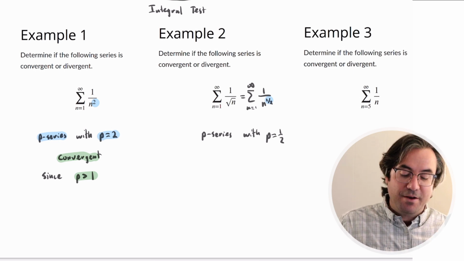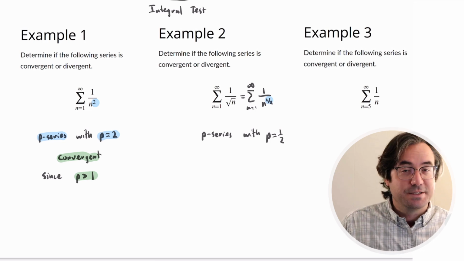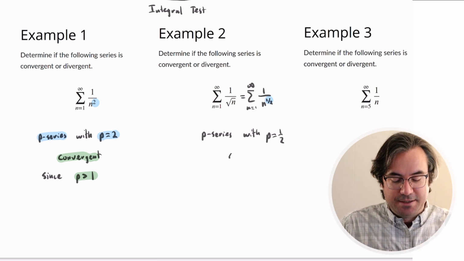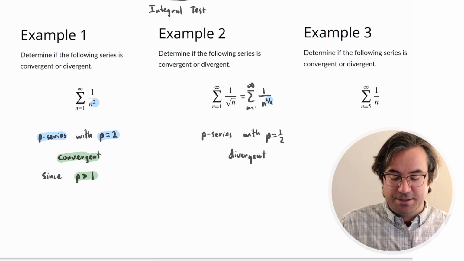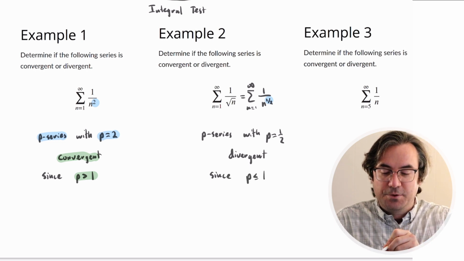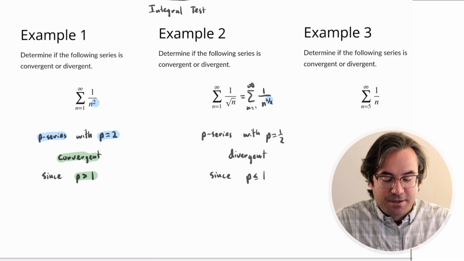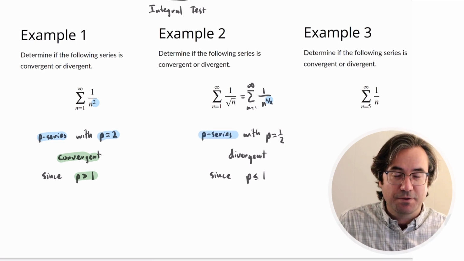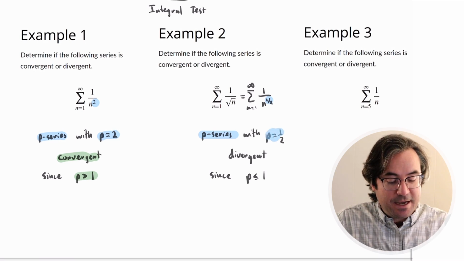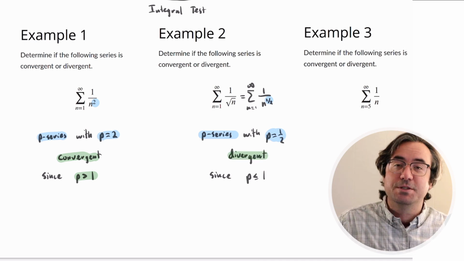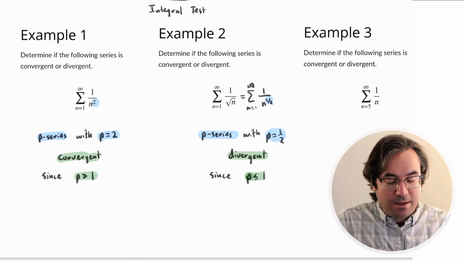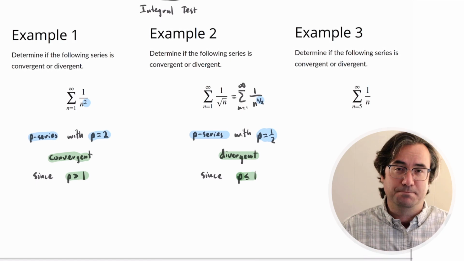So now we have enough info where we can say, is it convergent or divergent? Because the p-value here is less than or equal to 1, we know it's divergent. So again, when you're writing out the explanation, state what type of series you're working with. So it's a p-series. State the actual p-value. So in this case, it's 1/2. And then state the conclusion. So it's divergent. And then state the inequality that allows you to make that conclusion.